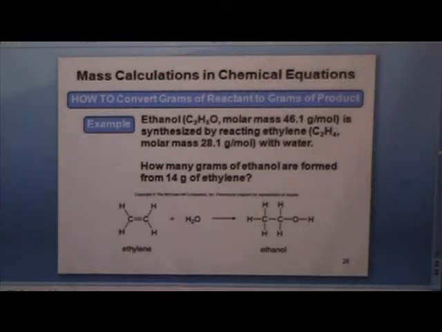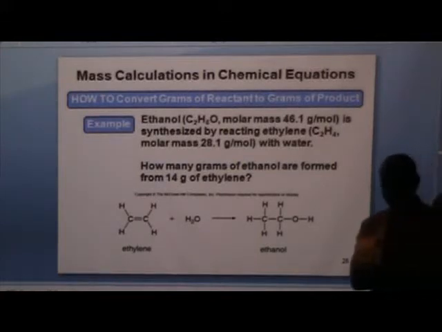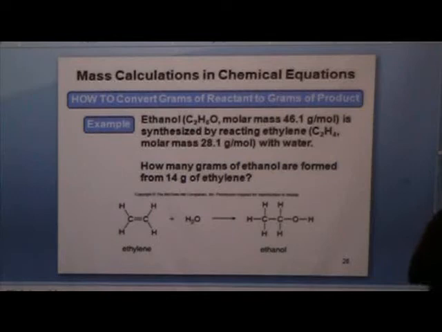Now the point is, how many grams of ethanol are formed from 14 grams of ethylene? Before I try to solve this problem on the board, what do you think? How do we solve this problem? Let's say we are sitting on a test right now, and we want to solve this problem. Tell me, what is your approach?